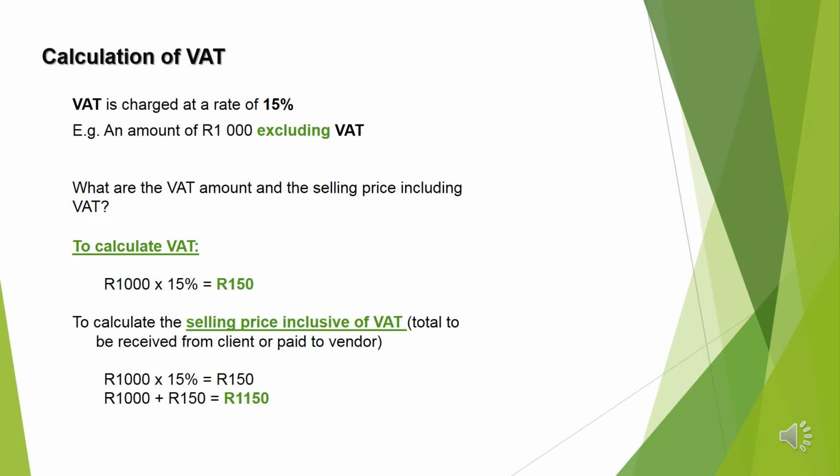For accounting purposes, it is important to know how to calculate VAT. If you are given an amount excluding VAT, for example 1,000 Rand, you can calculate the VAT amount by multiplying the 1,000 Rand with 15%. To determine the full amount payable, or the amount inclusive of VAT, you add the VAT amount to the amount excluding VAT. Therefore, 1,000 Rand plus 150 Rand equals 1,150 Rand.